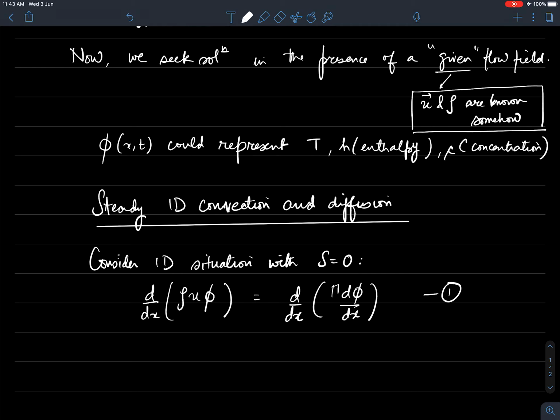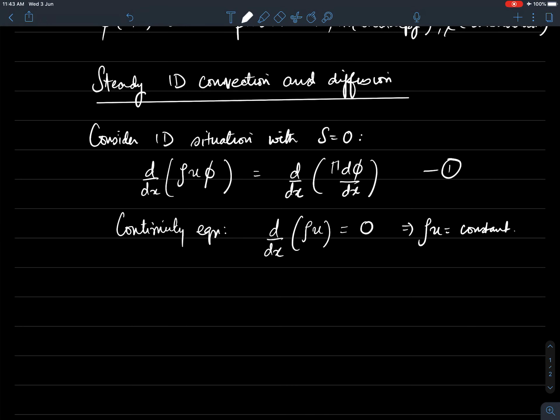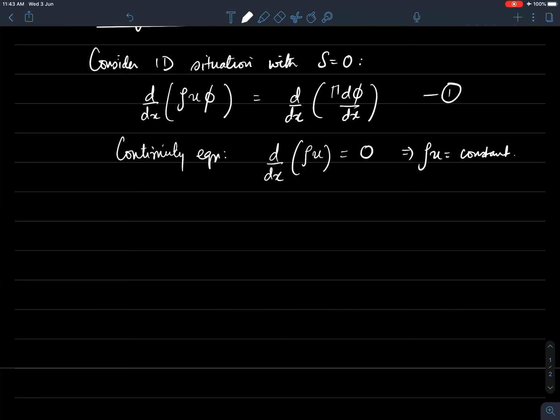Further we will also have the continuity equation because we have fluid flow. So the continuity equation in the steady form will be d by dx of rho u to be 0, which essentially means that rho u is constant. Okay, now to solve this equation, let's go back to our grid.